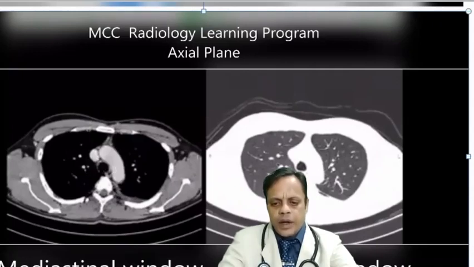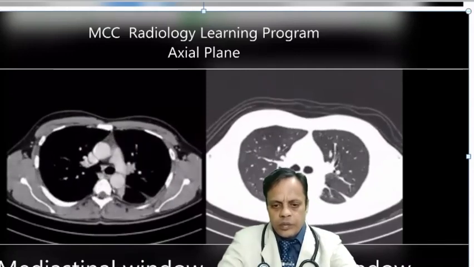And this is the superior vena cava here. Again, in the mediastinal window, you will not be able to appreciate these mediastinal structures. As you can see here, you can appreciate the lung. That's why we call it a lung window or HRCT. And now you can look here.